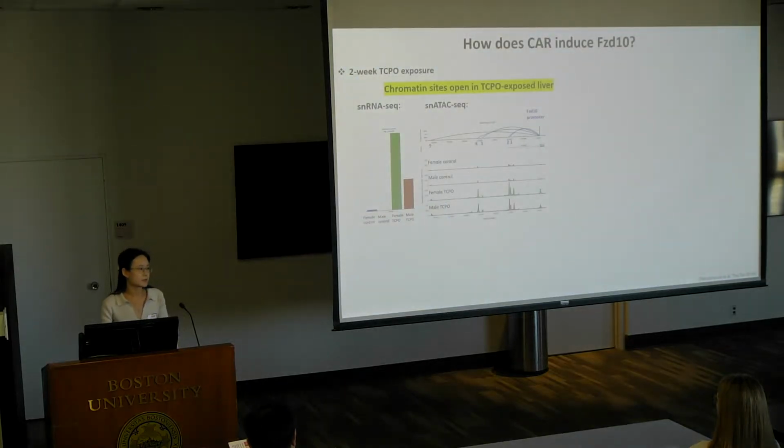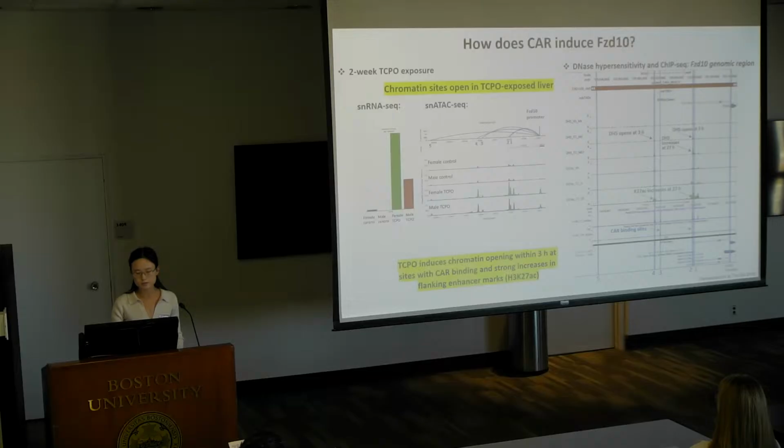Our next question is how does CAR induce Frizzled-10? Right here we can see that after a 2-week TCPOBOP exposure, there are 5 chromatin sites that open in the TCPOBOP-exposed liver, and some of them show a higher DHS signal as early as 3 hours and 27 hours. The ChIP-seq data shows that H3K27 acetylation, which is a marker of enhancers, also increased at 27 hours.